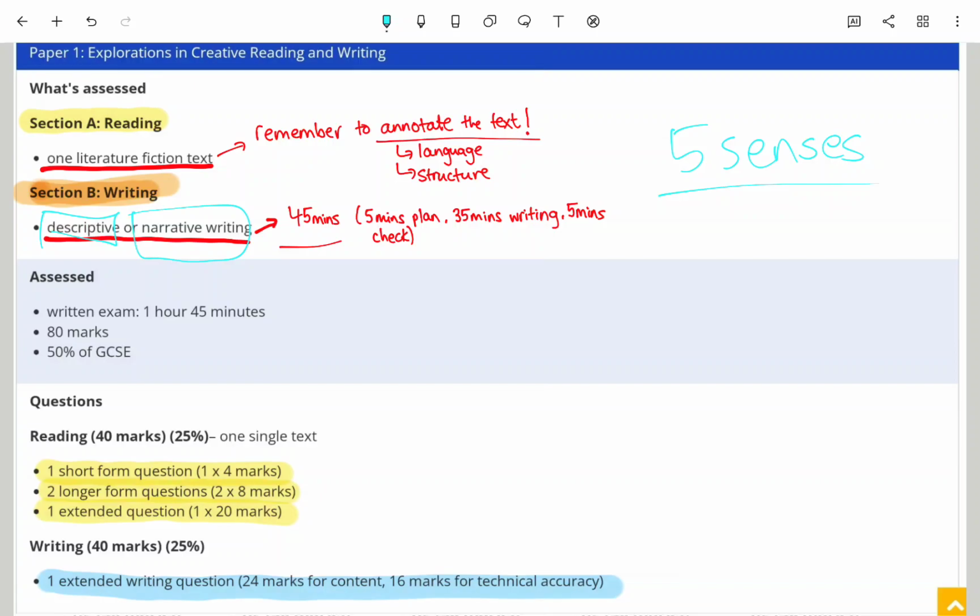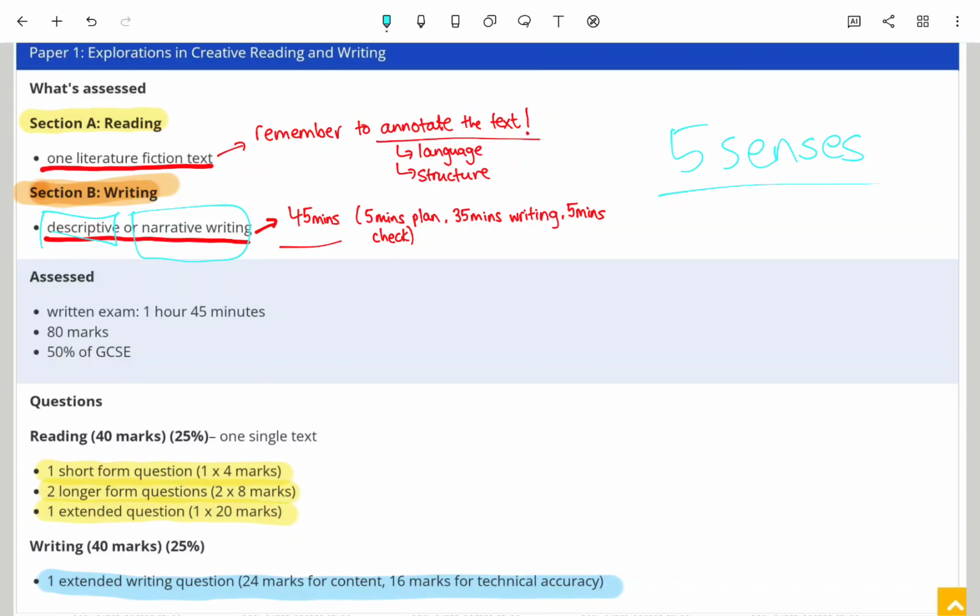Or alternatively, you may want to choose the narrative. So what is a narrative? It is simply a story. You are writing a story and it's worth 40 marks. You will have characters, you'll have a climax, and so on. These are some of the areas you want to explore when writing your narrative. And importantly, you are expected to plan for your narrative.